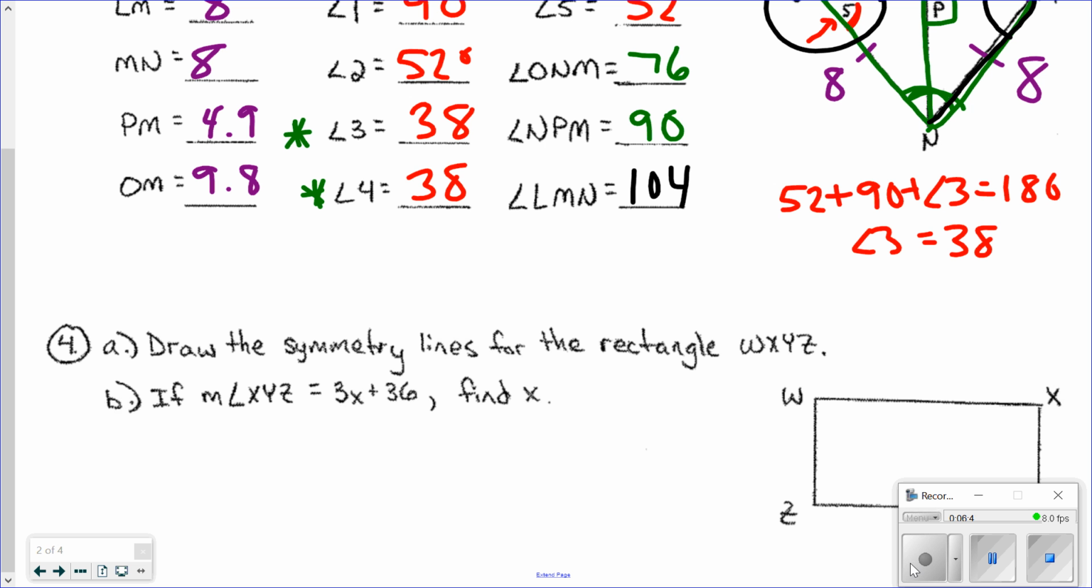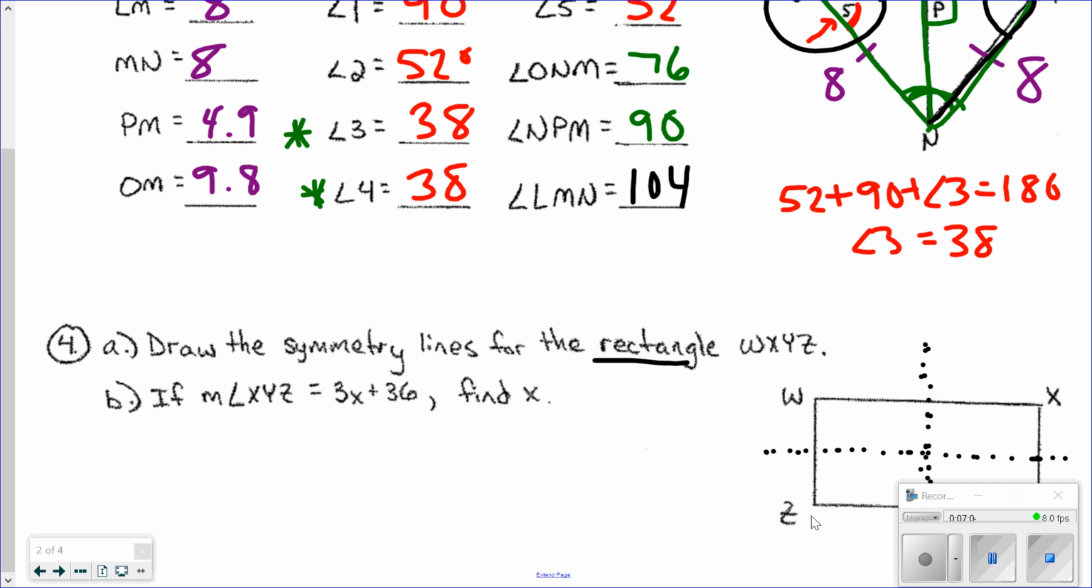Number 4, draw the symmetric lines of a rectangle WXYZ. So we want to draw those lines of symmetry. So since we have a rectangle, there's only two. There's one horizontally as well as vertically. I said that wrong, sorry, horizontally and vertically.